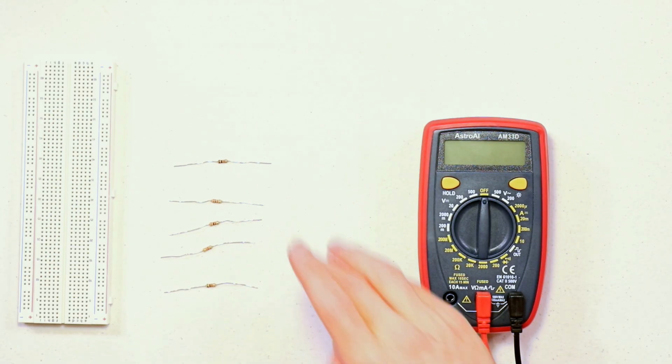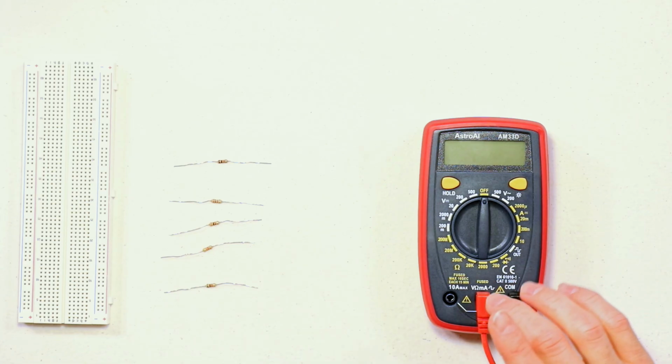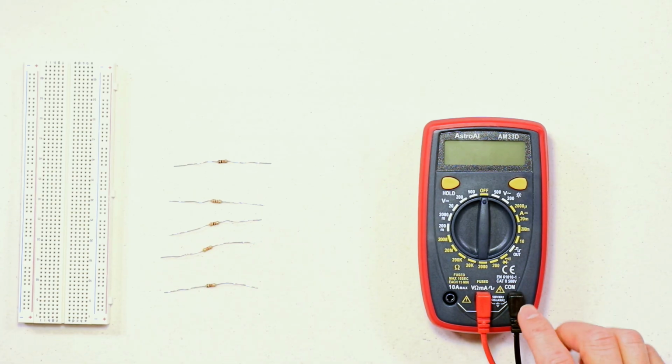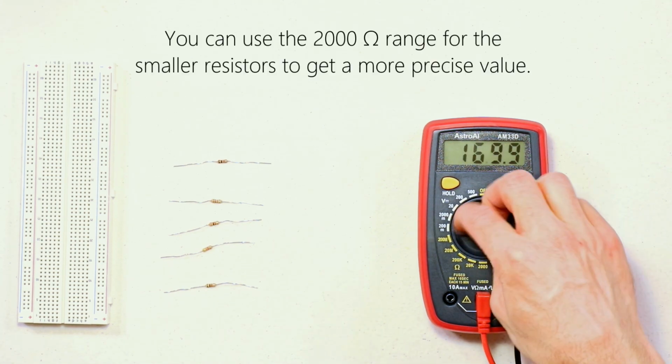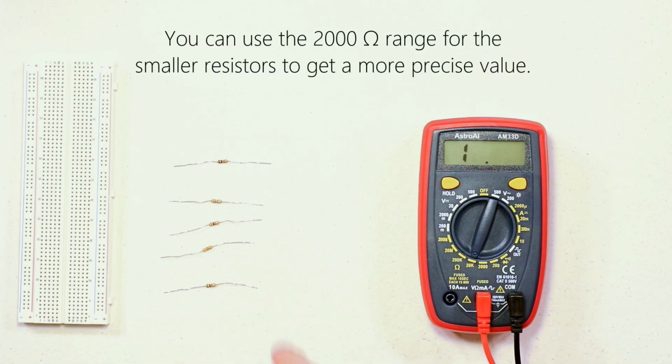Now we need to measure each of these resistors. And for that, we're going to use the multimeter. Just make sure that the probes are in the correct ports. We want black in COM and red in ohms. Then just turn the dial to the 20K range. These are less than 20K, but some of them are greater than 2000 ohms. So let's just do this on the 20 kiloohm range.